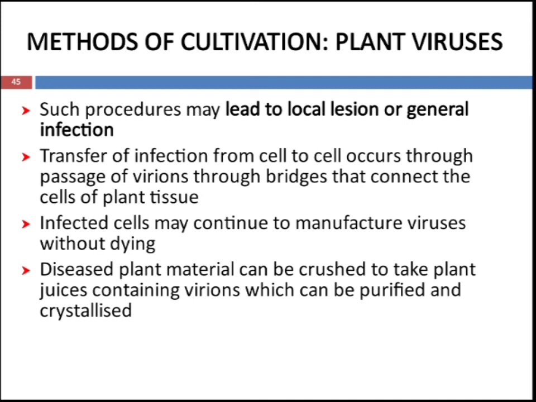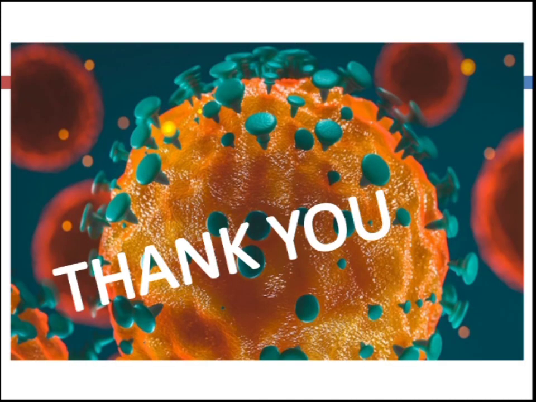Transfer of infection from cell to cell occurs through the passage of virion through the bridges that connect the cells of plant tissue. Infected cells may continue to manufacture virus without dying. Diseased plant material can be crushed to take the plant juice containing virions, which can be purified and crystallized for further uses. So that is all about the cultivation of virus.